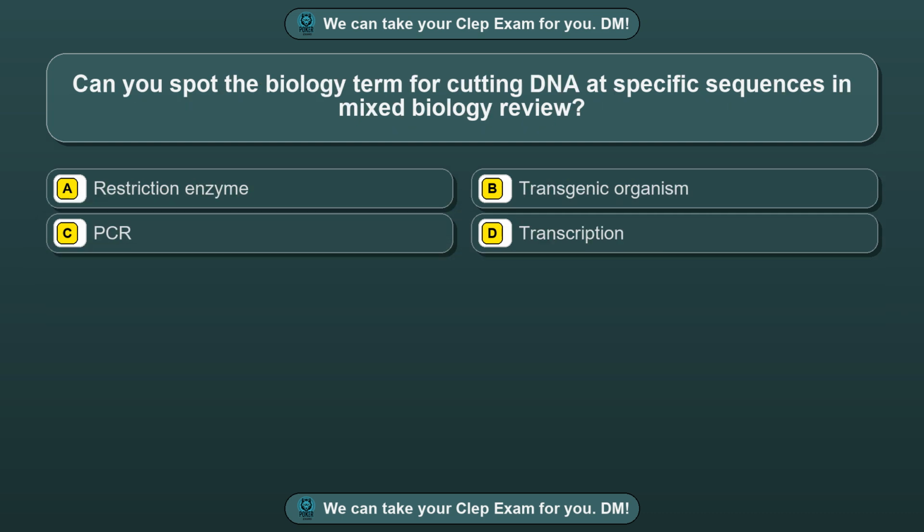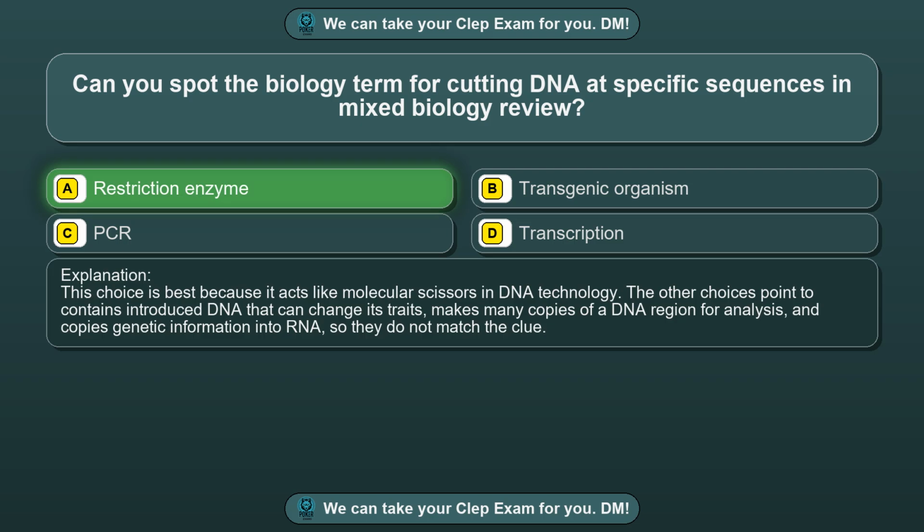Question 10. Can you spot the biology term for cutting DNA at specific sequences in mixed biology review? Option A, restriction enzyme. Option B, transgenic organism. Option C, PCR. Option D, transcription. The correct answer is option A, restriction enzyme.